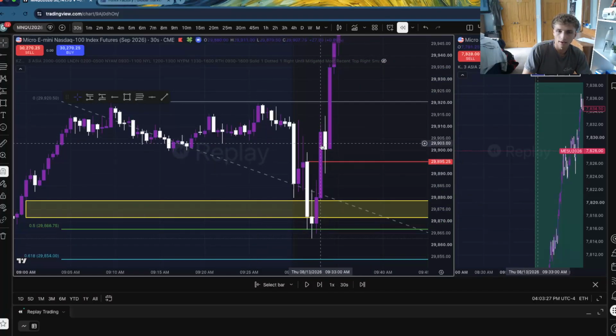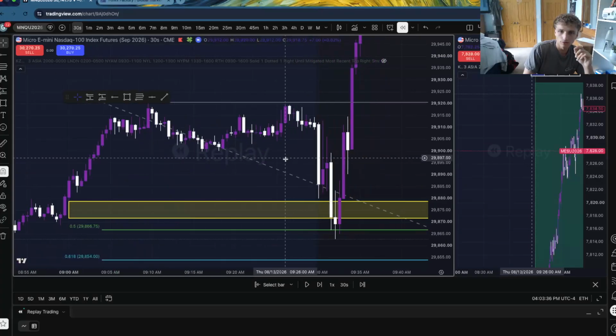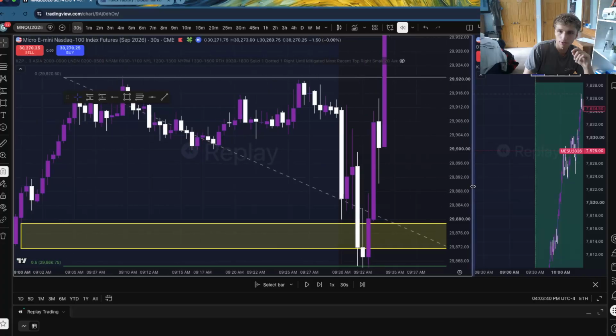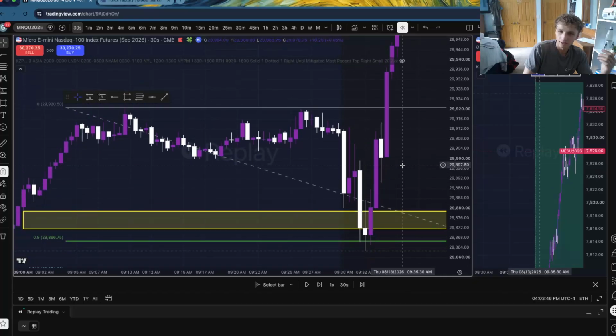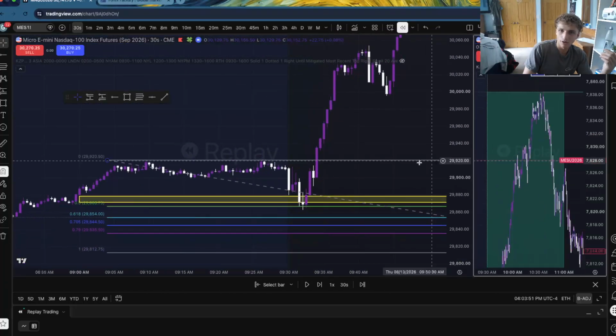Okay. And we get this crazy candle. That is a displacement candle. Super easy to understand. It's just a big candle. So if I was to look for longs off this, I'd be like, okay, we just got this big bullish candle, this BBC, right? We just got this BBC to the upside, and I would have longed off that.